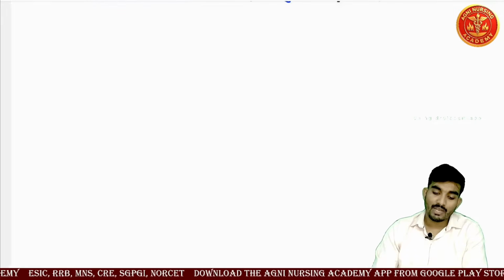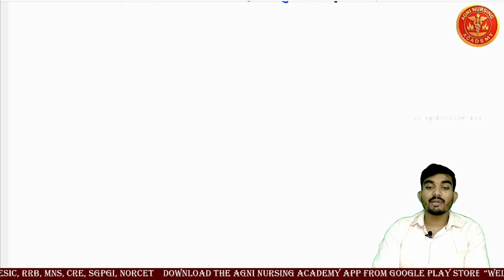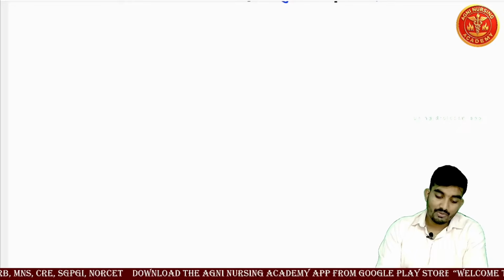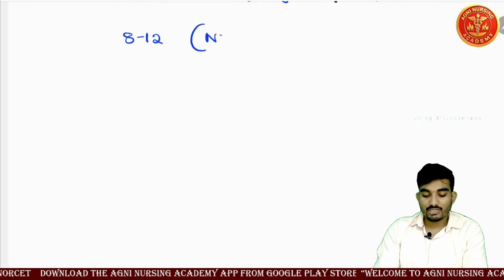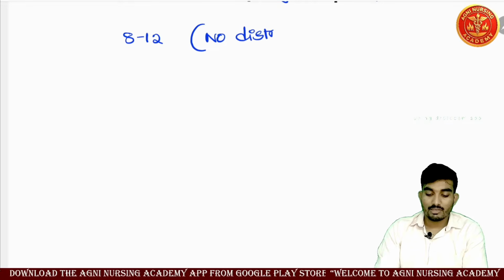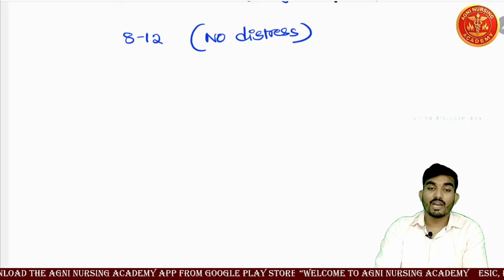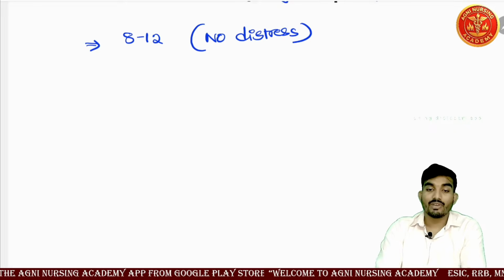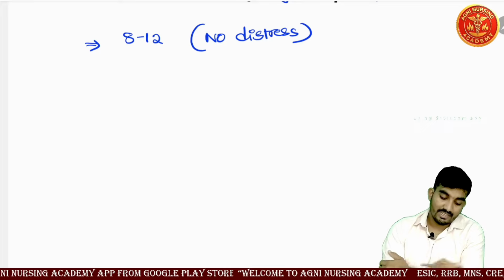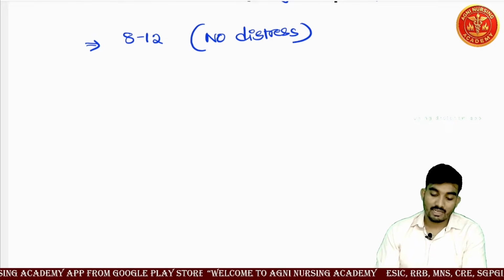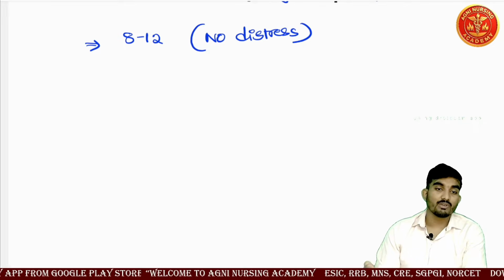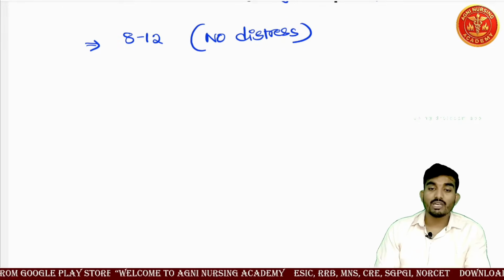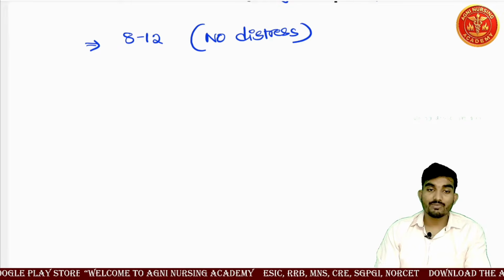I already told you the maximum score is 10 and the minimum score is 0. We'll see the result now. If the score is between 8 to 10, then we'll call it no distress. This is a normal score, and in these children we have to do routine care for the child. In an upcoming session, in another MCQ, I will explain about the routine care.